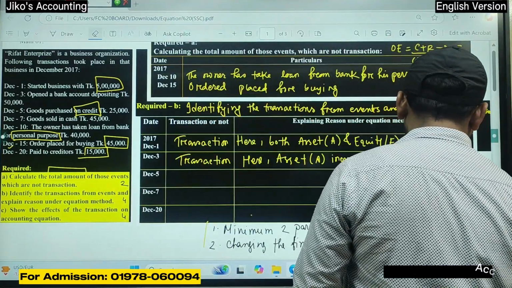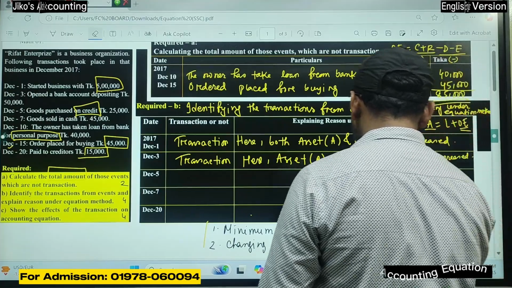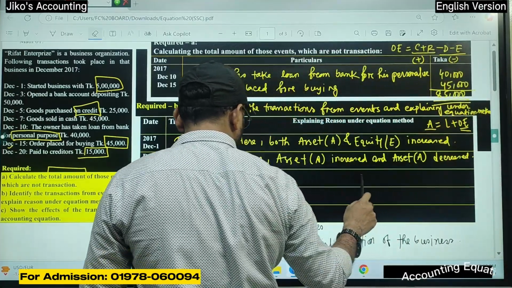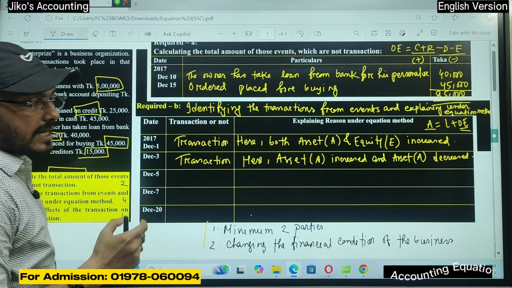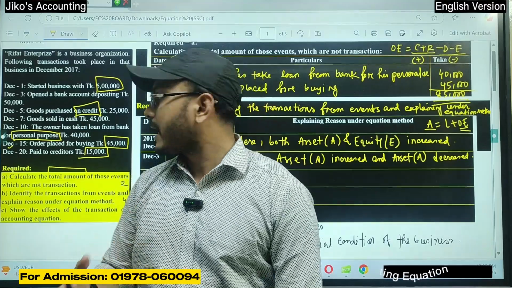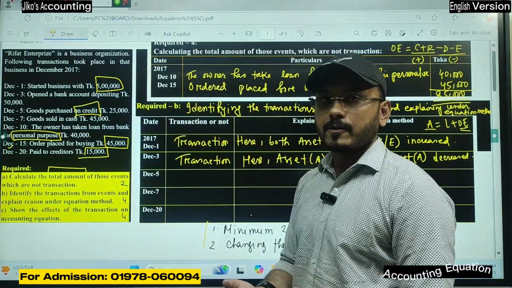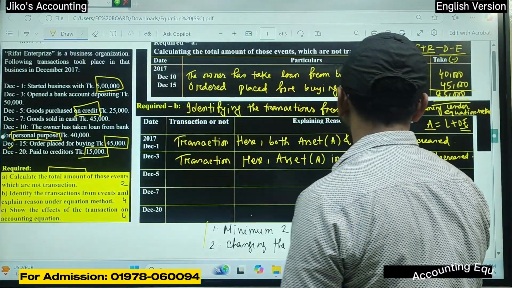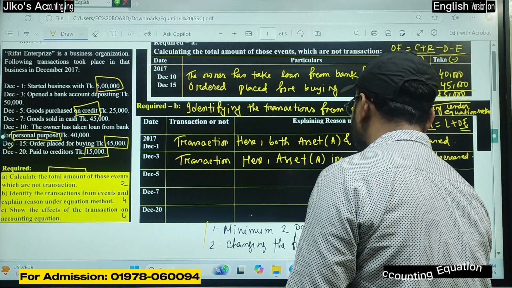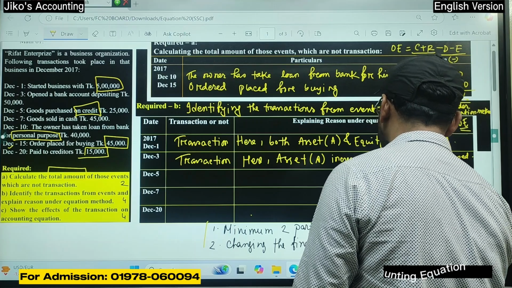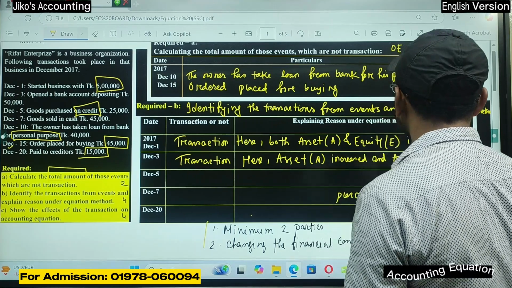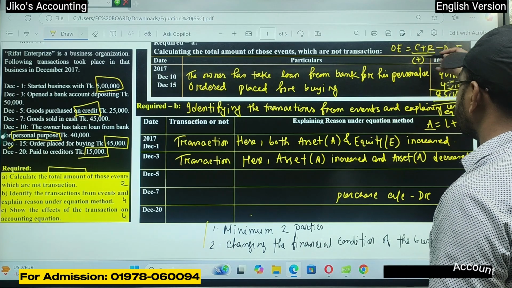Goods purchased on credit. First of all, you have to determine, is there any account name for holding goods? Obviously not. In case of goods, we should always write down purchase account. Purchase is an element of the expense. Mainly, it's an element of the equity, you can see.